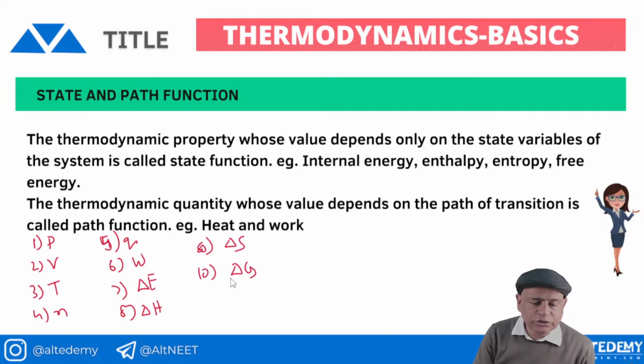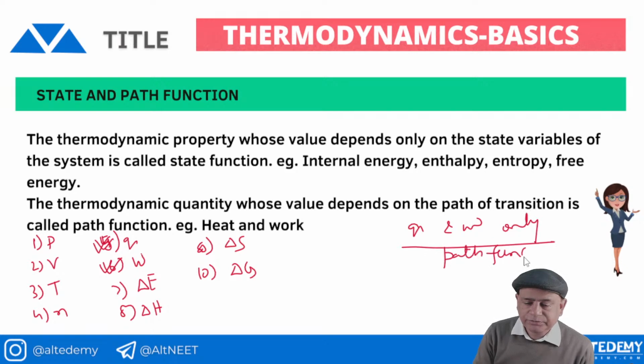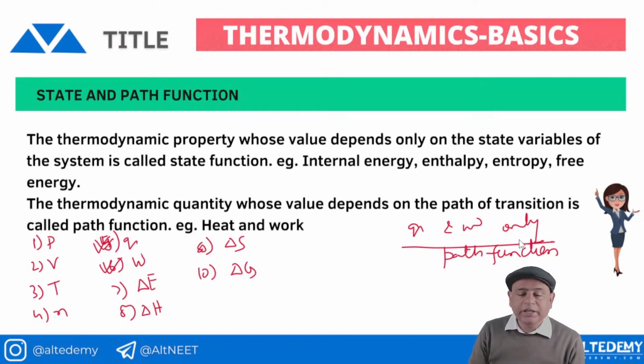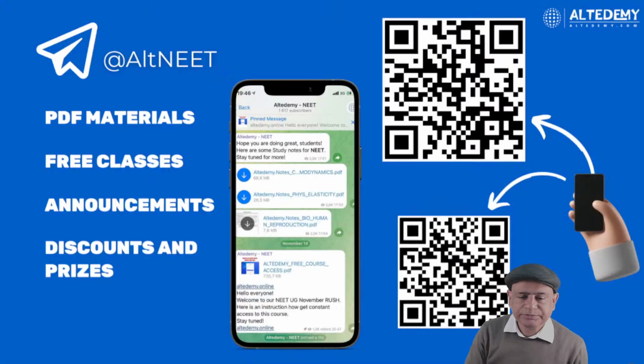You will come across these things only. Out of these 10, there are just 2, Q and W only, which are path functions. I will elaborate with a very good example. What exactly do we mean by a path function?